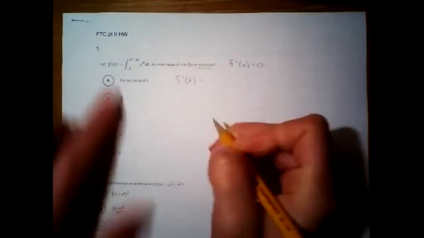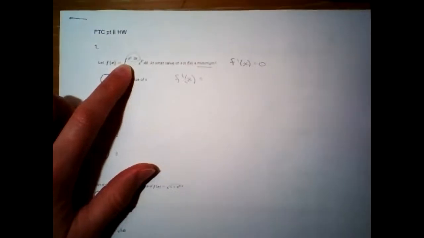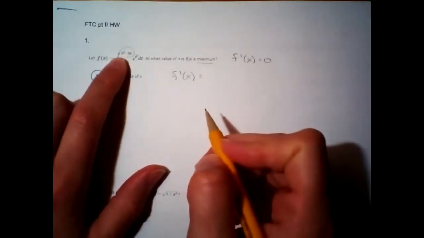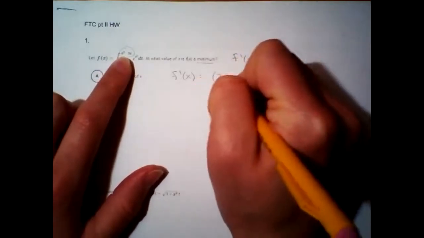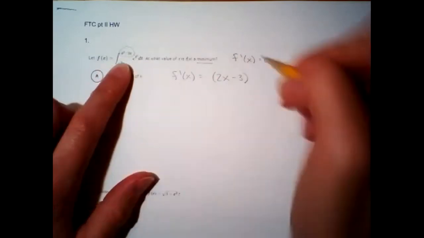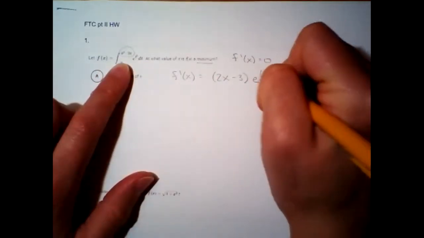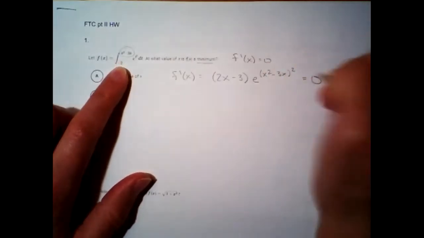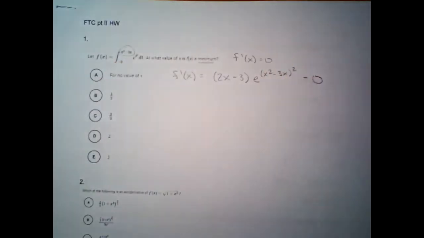For this one, we're going to need a chain rule because there's more than just x there. So I usually just go ahead and put that on first. The derivative of this will be 2x minus 3. And then you're just going to take this statement and plug it in for t. So it's e to the power of all of that stuff squared. And again, we're setting it equal to 0 for critical points.